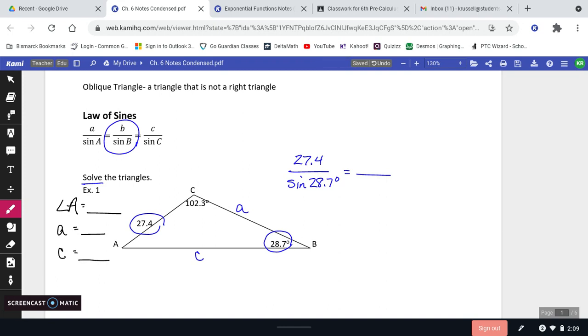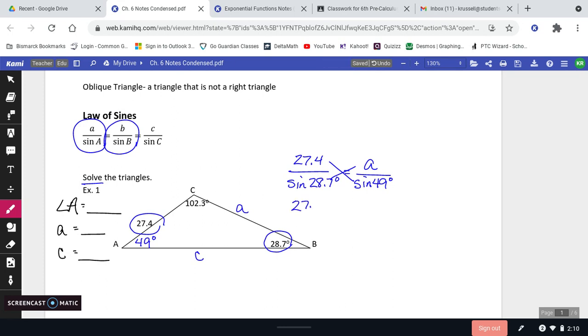Since we have two of the three angle measures, we can add those up, subtract from 180, and that is going to give us that angle A is 49 degrees. So here, 49 degrees, angle A. And now I'm going to be able to use that. So now that I know angle A, I can find side A by using my law of sines. So I'm going to use the ratio of A to sine A, so that's 49 degrees. And then we are going to cross multiply.